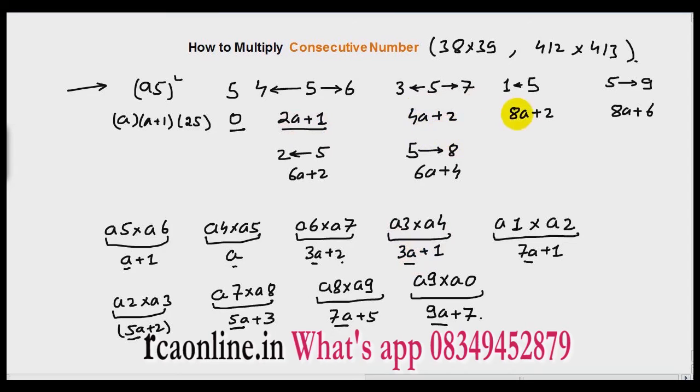1 and 2. For 1 and 2, what is the total? 8a plus 6a is 14a. So what is the average? 7a. For 2 and 3, what is the average? 10a. So I have put 5a.